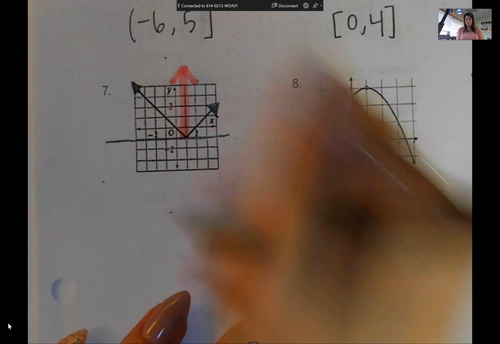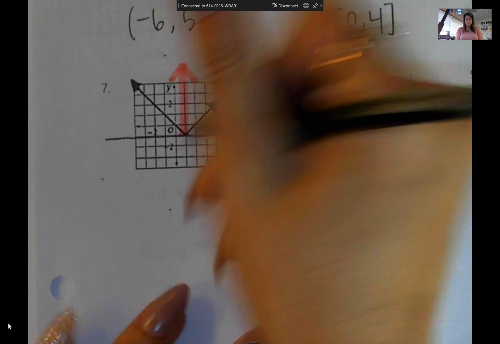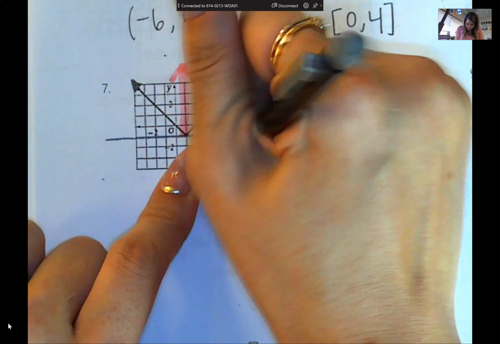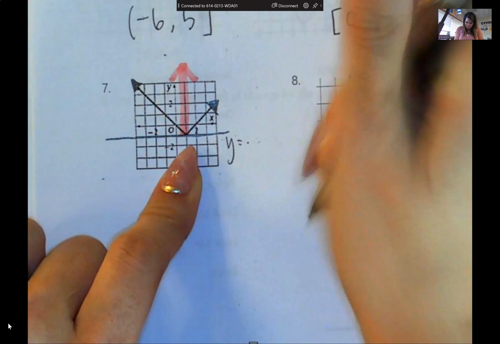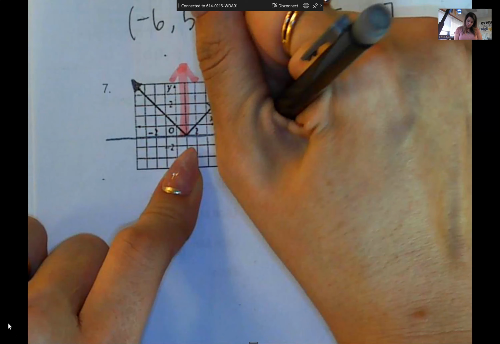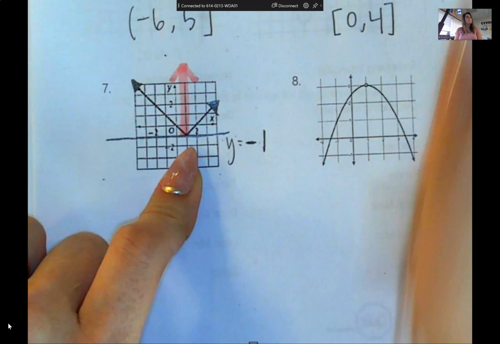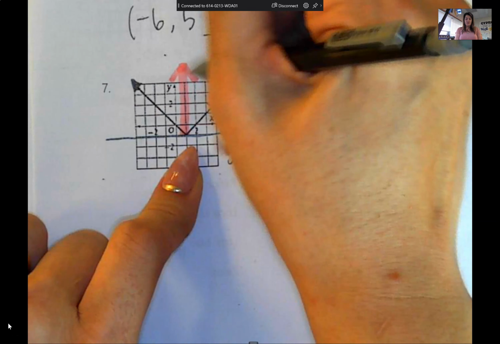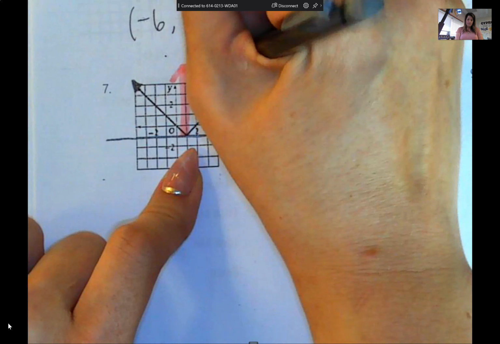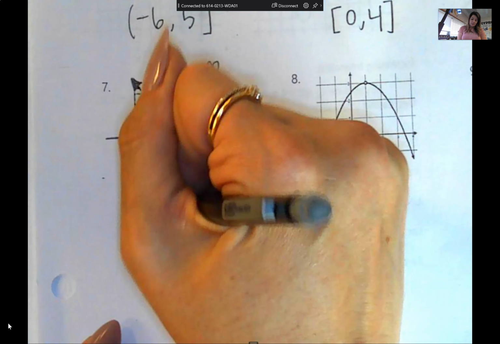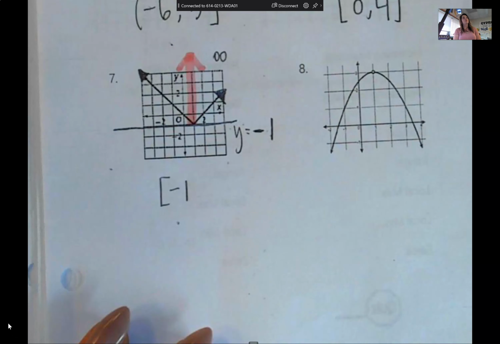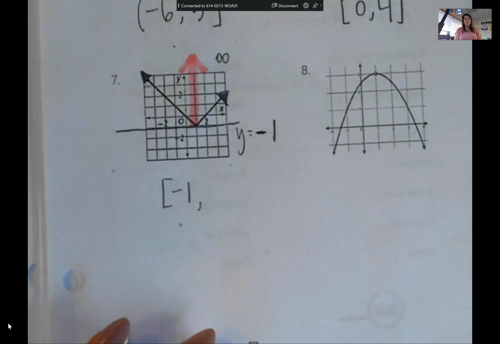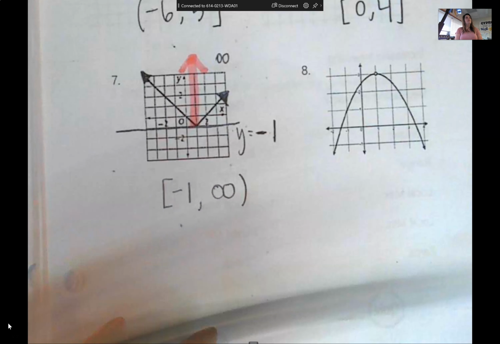So what's our bottommost point? I think it might be -1. And what does this arrow indicate? Infinity. So this guy is closed bracket -1 because you don't see an open point there, comma, infinity, parenthesis.